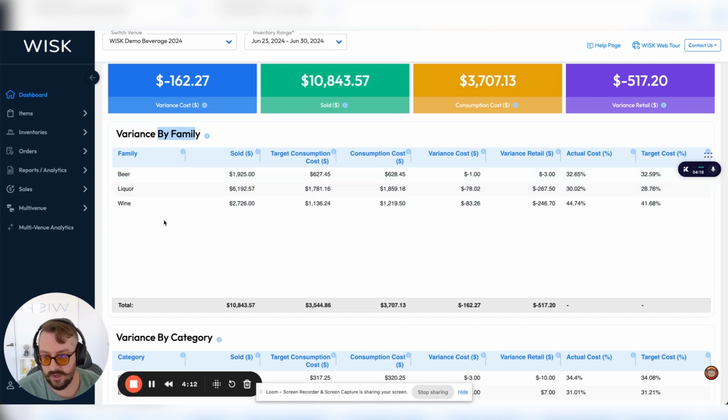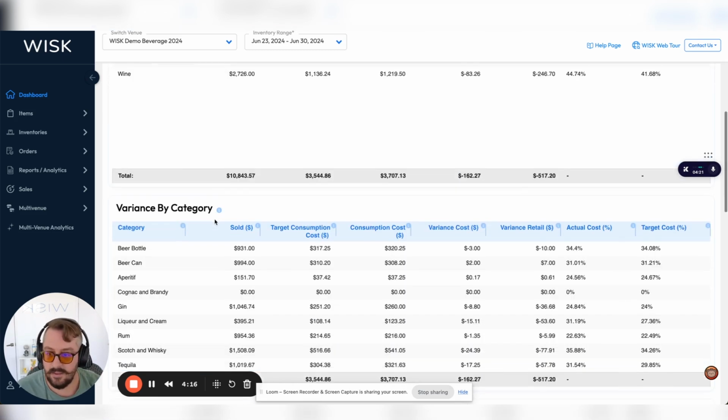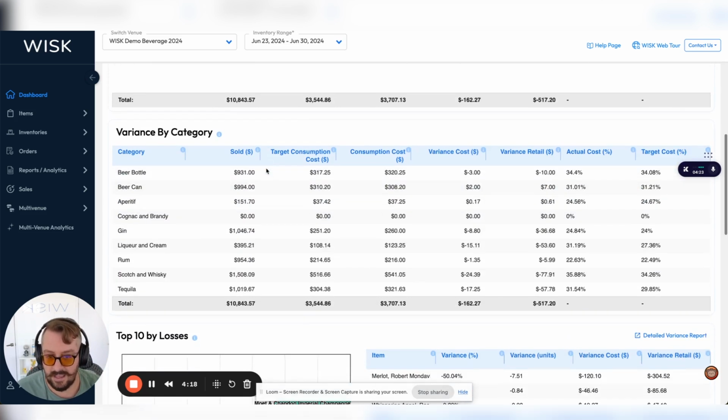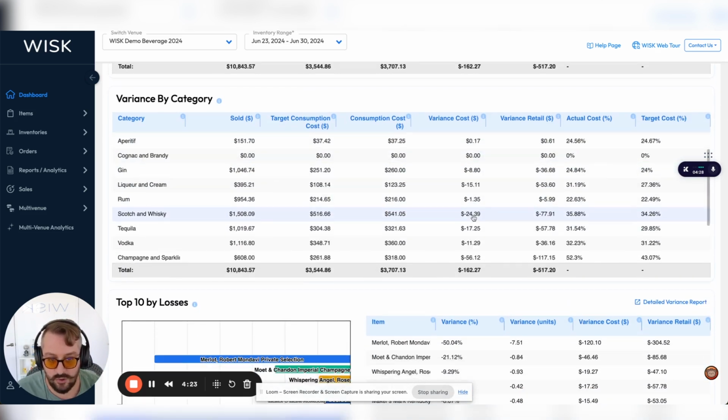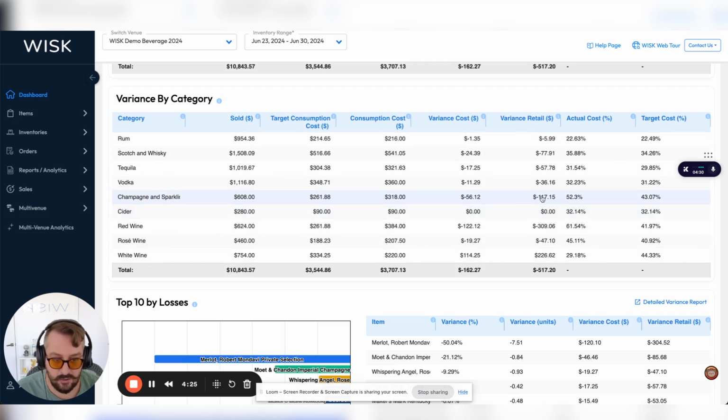So in this case, it's beer, liquor, wine. On the food side, it might be protein, produce, that type of stuff. Then you can go more granular and go to the category level. So for any single category, you can see the actual dollar amount lost in cost and in retail values. For example, if I look at red wine, I can see $120 was lost cost. That's $300 retail. And I see there's a big discrepancy with the actual cost percentage, 61, and the target.